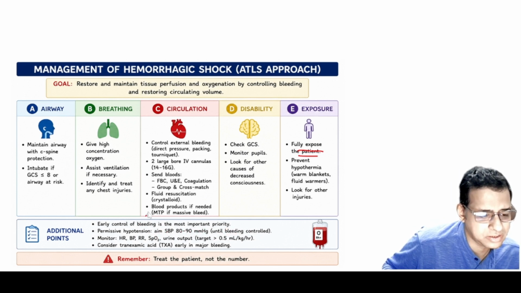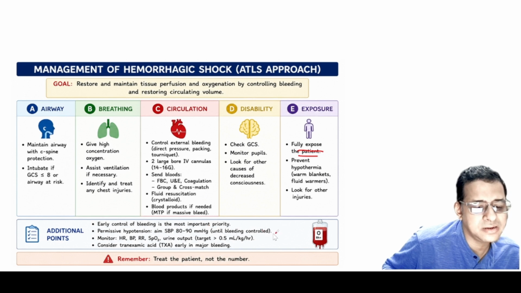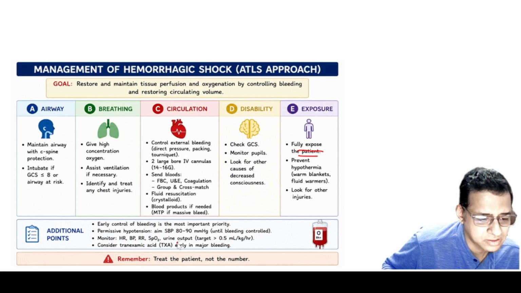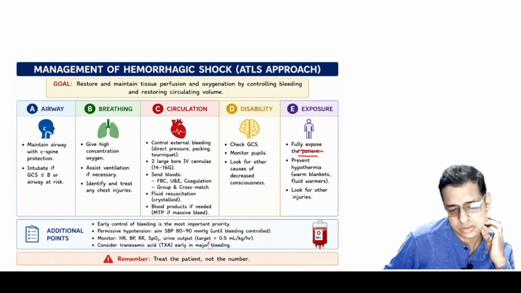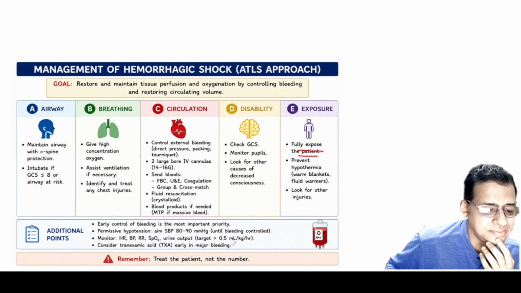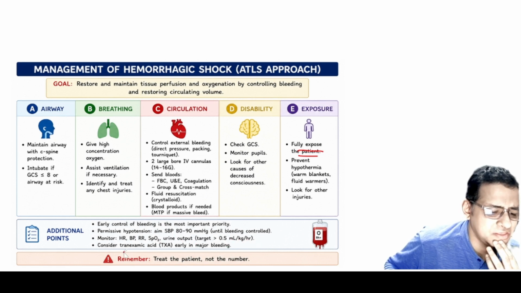Okay, so additional thing you have to do is early control of bleeding is the most important priority, and maintain the systolic blood pressure at 80 to 90 mmHg until the bleeding is controlled, and monitoring is required with heart rate, blood pressure, respiratory rate, oxygen saturation, and urinary output, that target is greater than 0.5 ml per kg per hour, and always this is the most favorite question for bleeding, what you would be giving.